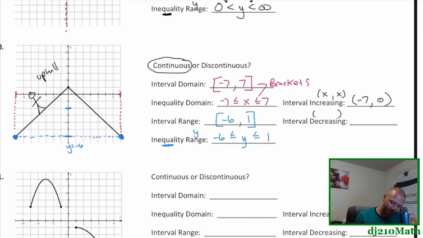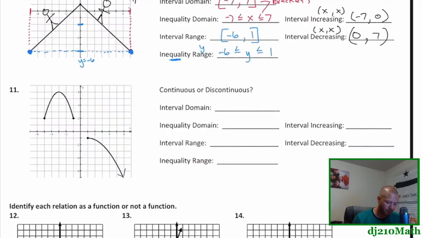Decreasing is the same thing, except going down, right? From left to right, you're going downhill. Downhill, that's decreasing. So we're starting at 0. Typically, you start where the increasing left off. Increasing left off at 0. Therefore, decreasing is going to begin at 0, and we're going to go towards +7, parentheses. All right.